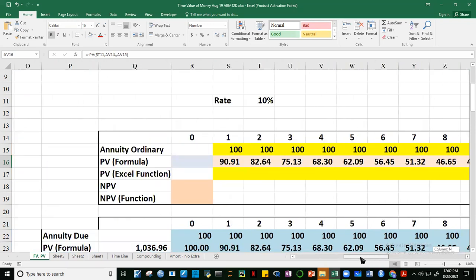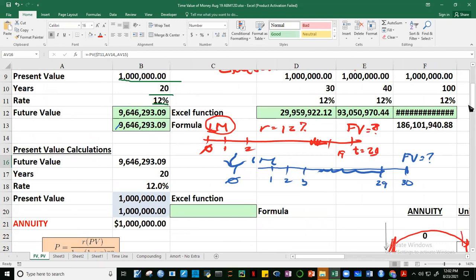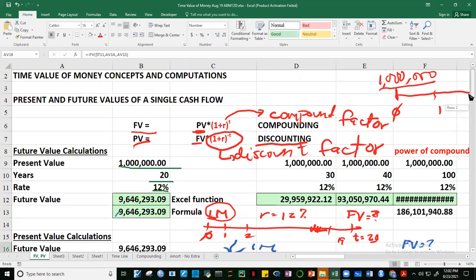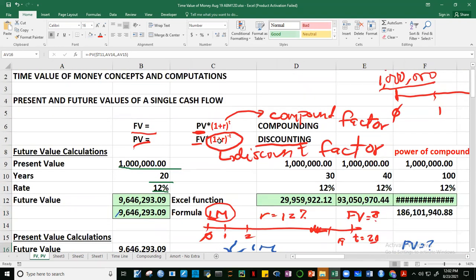Diba? Why? Kasi nga yung formula, tingnan yung formula ng discounting. Take a look at the formula of discounting. It's 1 over 1 plus r raised to the t. So pag lumalaki na lumalaki yung t, lumalaki na lumalaki yung denominator, liliit ng liliit yung discount factor natin, liliit ng liliit yung present value. So that's what's happening. No?